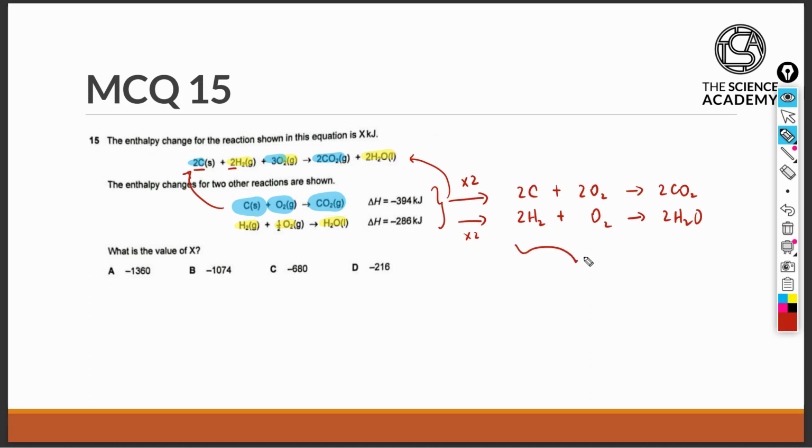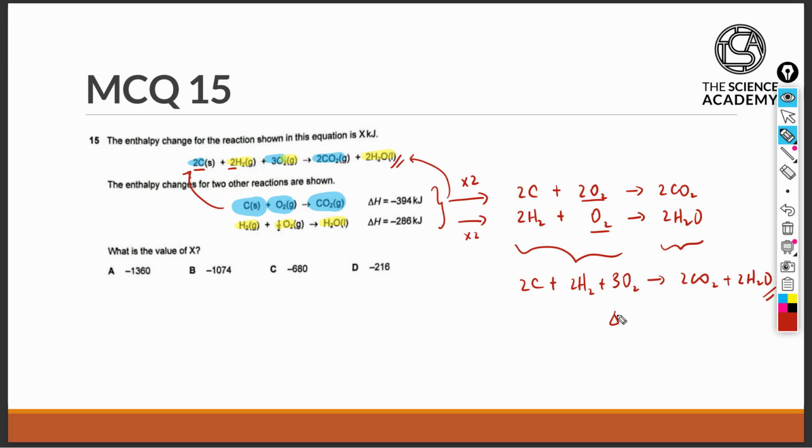We can notice that by combining the reactants and the products of the 2 partial equations, we get 2 moles of carbon reacting with 2 moles of hydrogen gas and 3 moles of oxygen gas in total, 2 from the first partial equation and 1 from the second, to give us 2 moles of carbon dioxide gas and 2 moles of water as the product. This exactly resembles the full equation given to us.